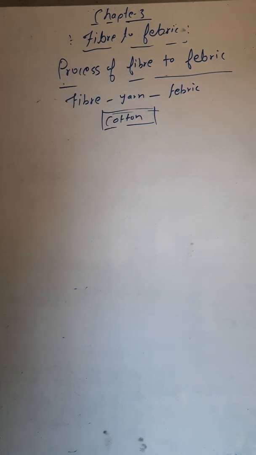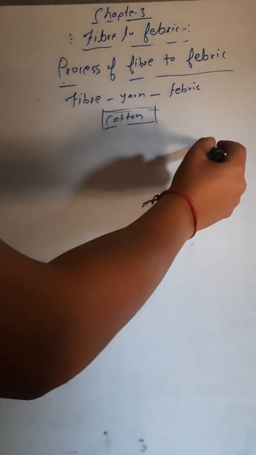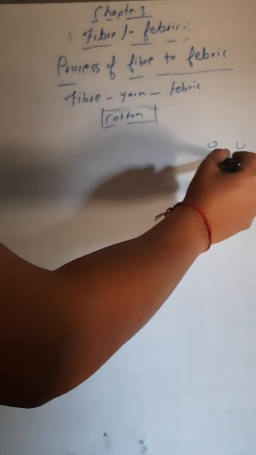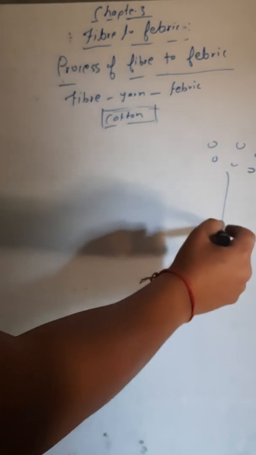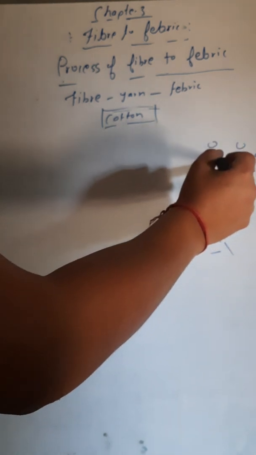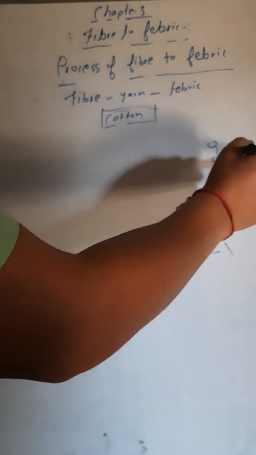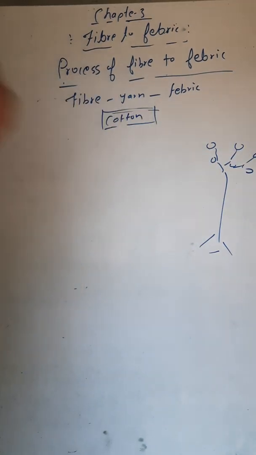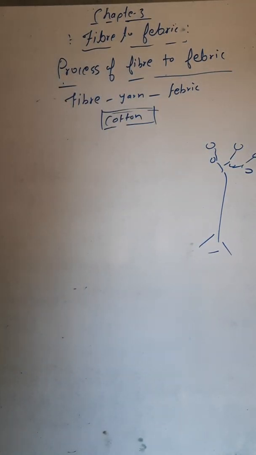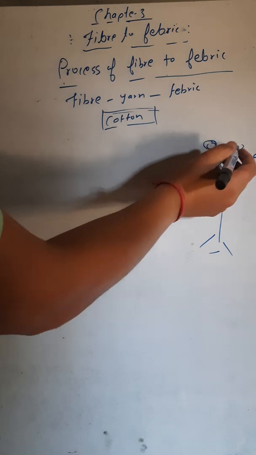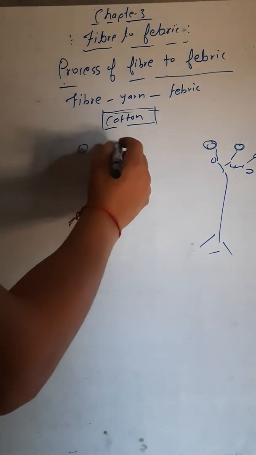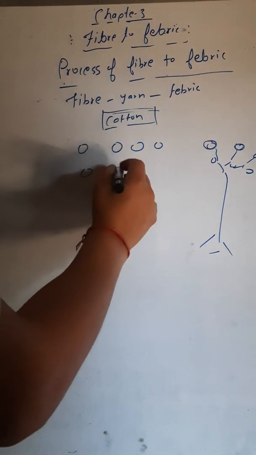Now, you have the cotton plants. Let's say this is the cotton plant. This cotton plant has bolls. These are known as cotton bolls. These are basically the fruits of the cotton plant.